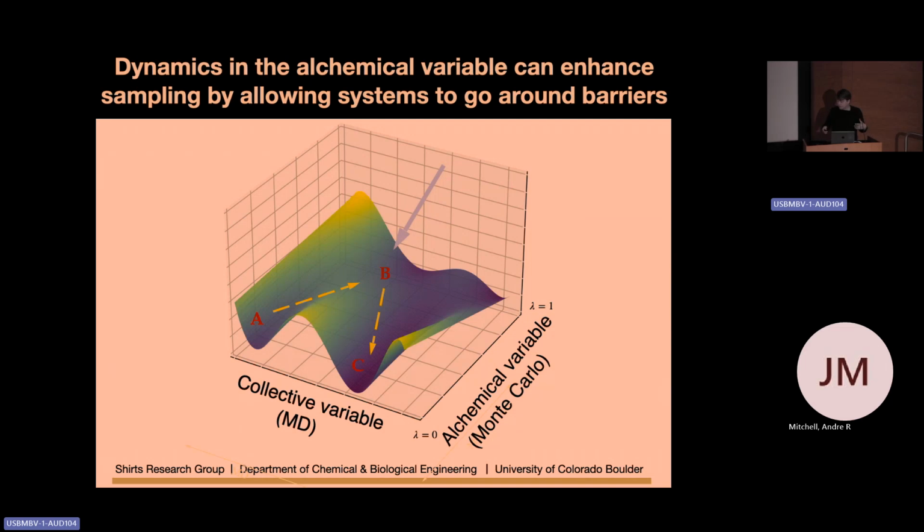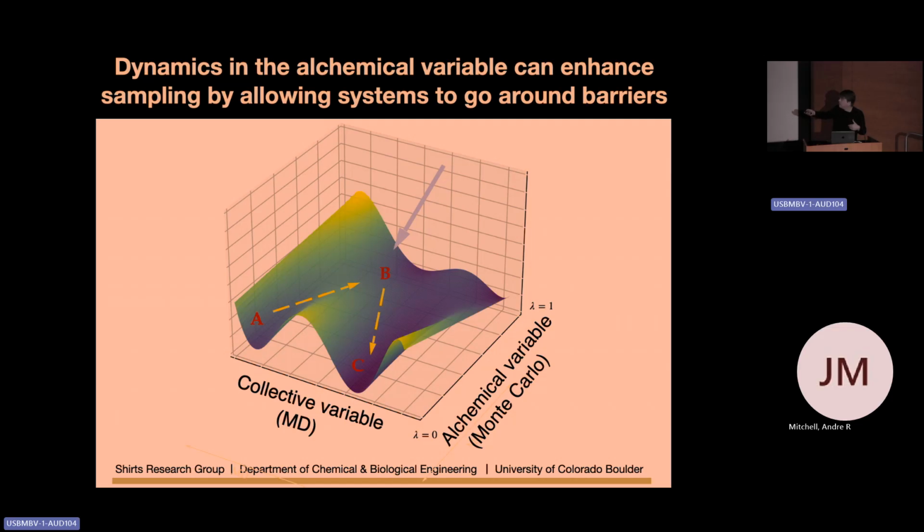So one thing that was noticed a while ago is the dynamics in the alchemical variable can frequently enhance sampling by allowing systems to go around barriers. If you have to simulate this extra degree of freedom itself in the physical problem, why not do some sampling in that variable as well? So if we look at here along this string, we have some collective variable between 2 metastable states. And here in this dimension, we have our alchemical variable. If you look just at the free energy as a function of this collective variable here, there are these minima that it gets stuck in.